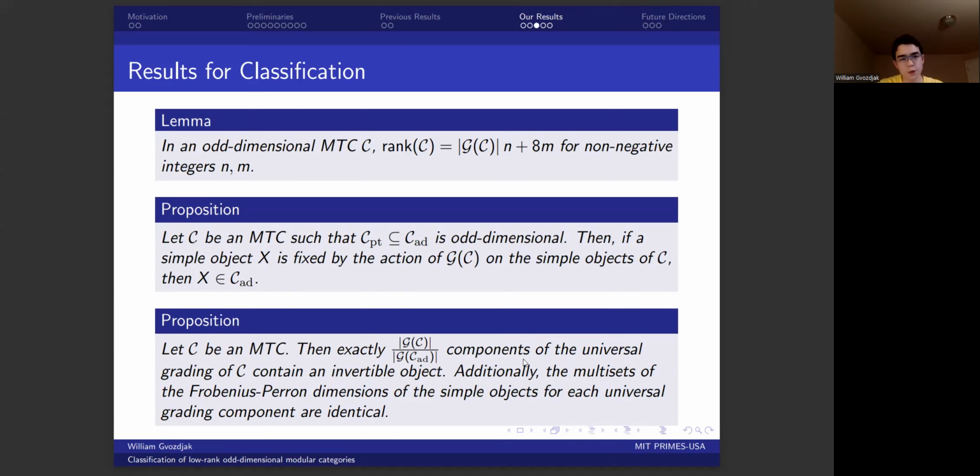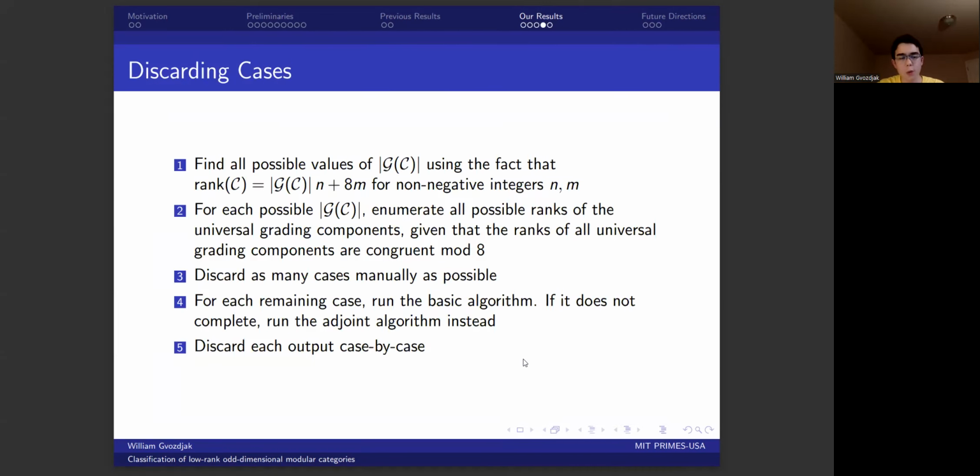This was the general process we used to discard cases. In general, if we're able to discard many cases for a certain rank, then we know that for that rank, the remaining cases are the possible structures for that rank. So for example, for rank 17, if we're able to discard the perfect case, then we're left with just the pointed case, which is what we want to do.